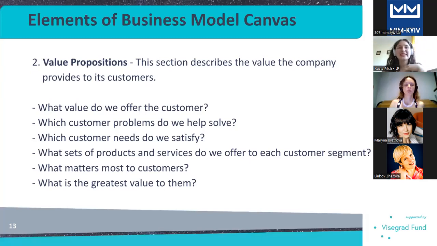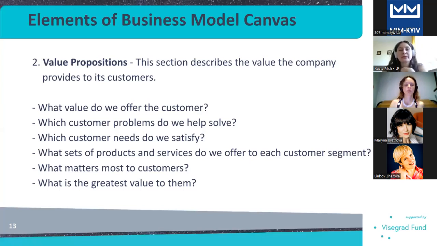The second segment of the business model canvas is value proposition. That's what I proposed for you to start creating your business model canvas with. This section describes the value that your company provides to people. For example, the value might be the products, the services, the experiences, the solutions, maybe some innovations. It's what value people are willing to pay for, and what the value is in your customers' eyes.